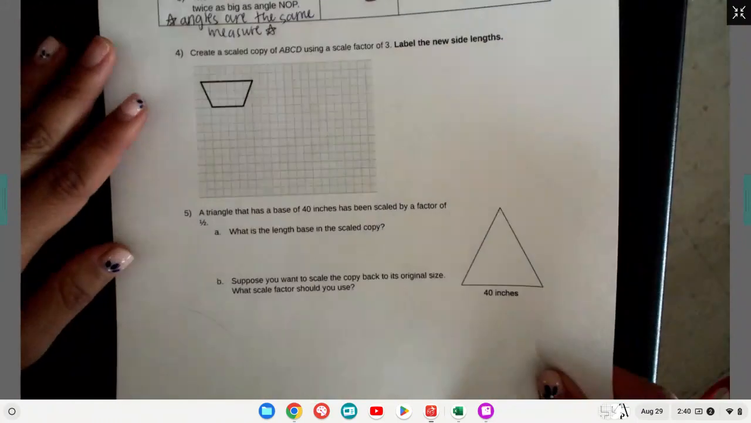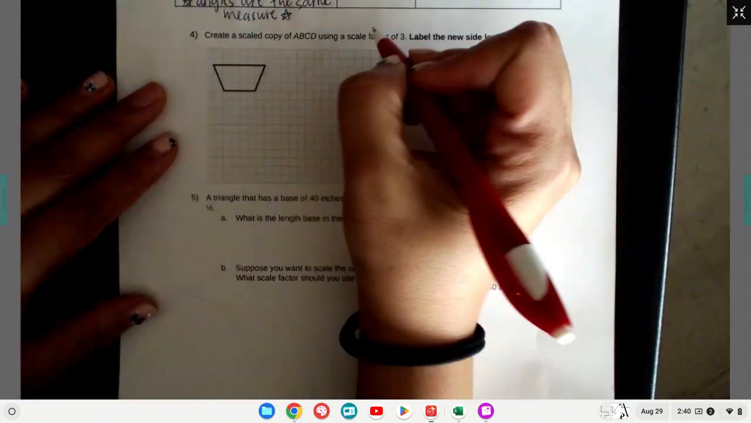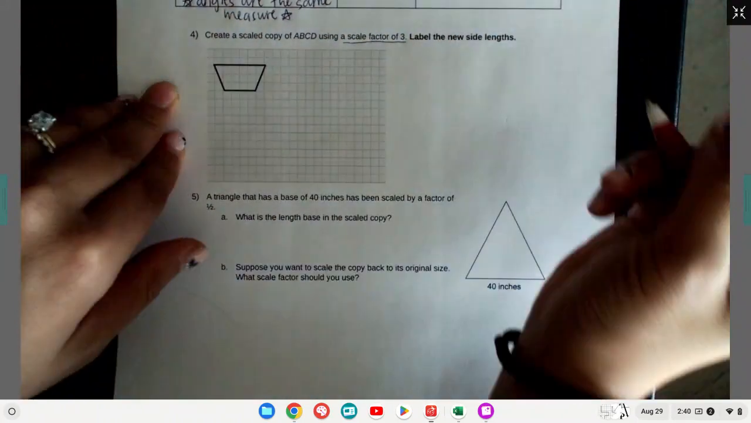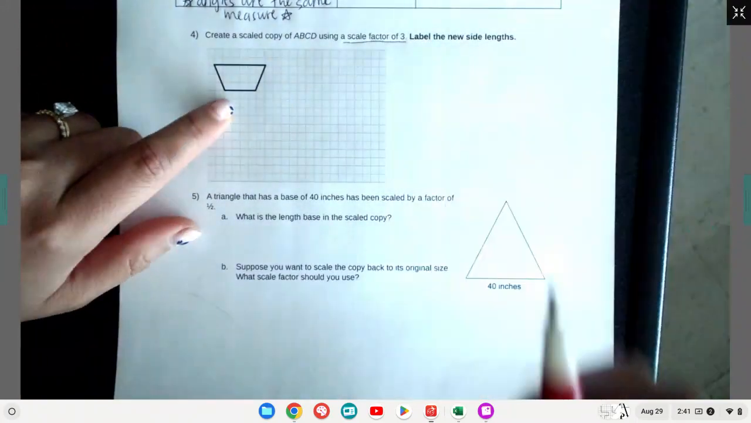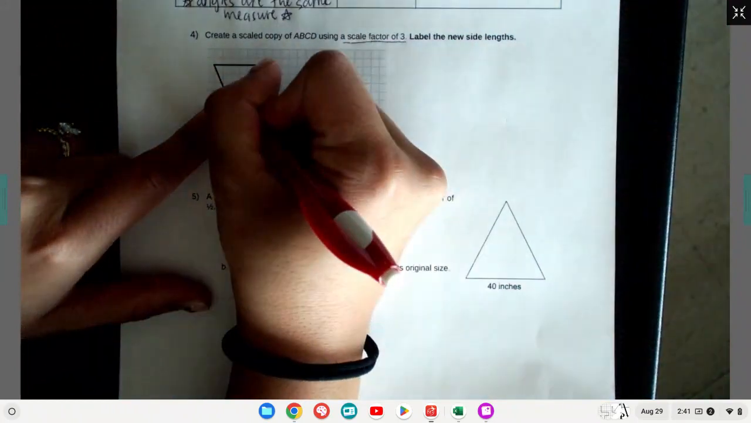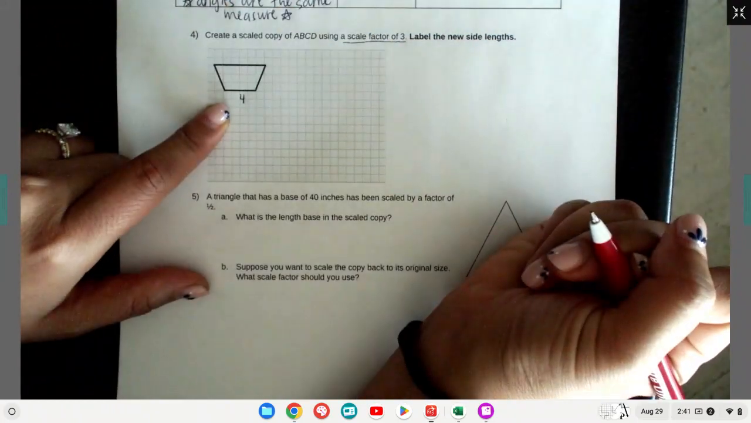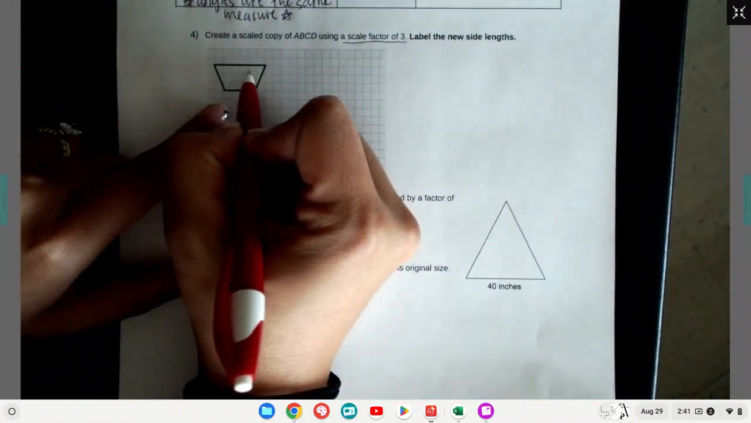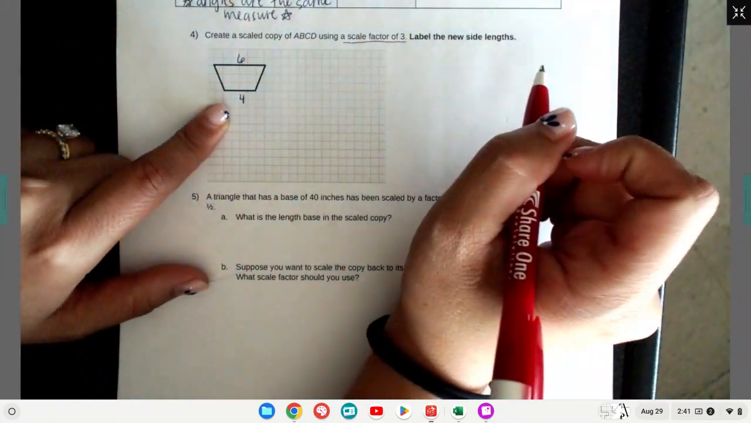Okay, question 4 says, create a scaled copy of ABCD using a scale factor of 3. I'm going to underline this right here, and I want you to label your new side lengths. The first thing that I am going to do is label my side lengths in my original, so I'm going to count the boxes. 1, 2, 3, 4 is the base, and then 1, 2, 3, 4, 5, 6 is the leg at the top.